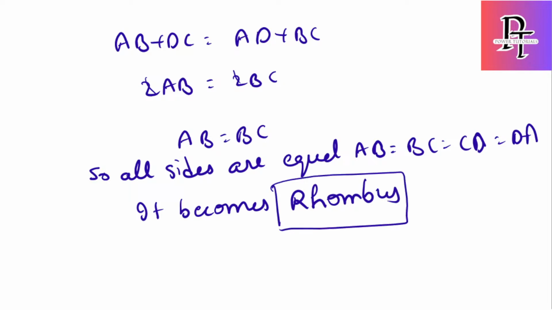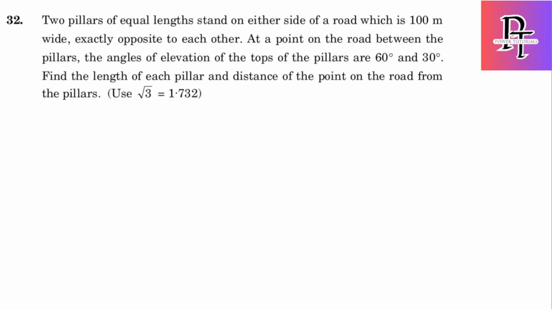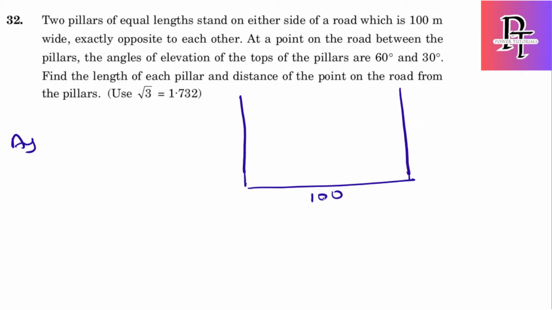Okay, let's go to the next question, the 32nd one. Two pillars of equal length stand on either side of the road. This belongs to the heights and distances chapter, that is applications of trigonometry. Let's draw the diagram first. Let's draw one pillar and another pillar, separated by the road, which is 100 meters wide, facing exactly opposite to each other.